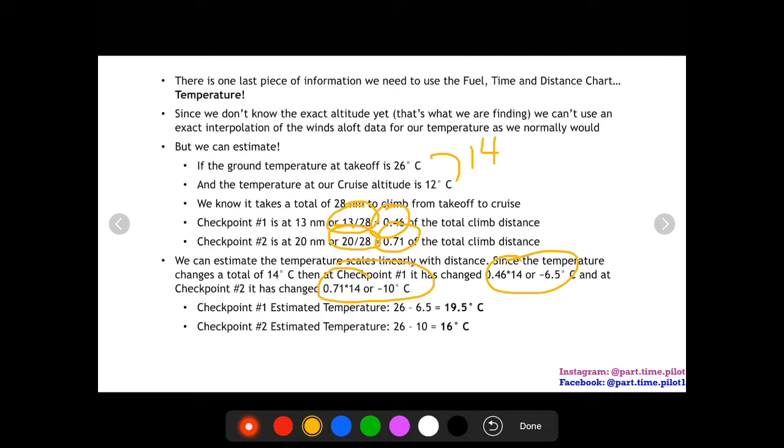Since the temperature is going down as we climb, we will subtract these from the original temperature. At checkpoint 1, 26 minus 6.5, we can guesstimate we'll be at about 19.5 degrees if our temperature changes linearly with distance. This is good enough for our estimation. And at checkpoint 2, 26 minus 10 is 16 degrees. So we can use 19.5 degrees and 16 degrees for our temperatures at checkpoints 1 and 2.